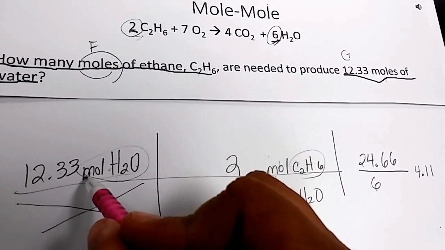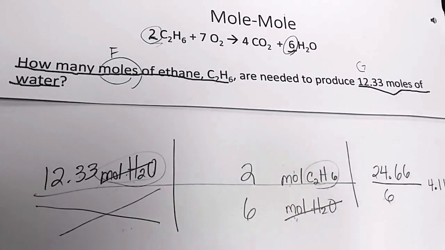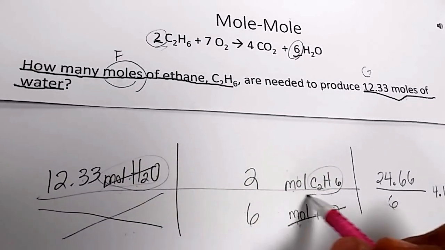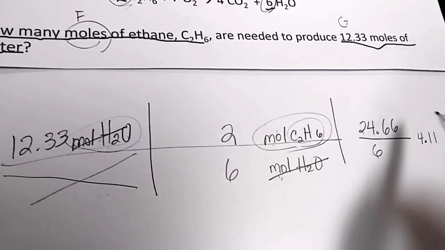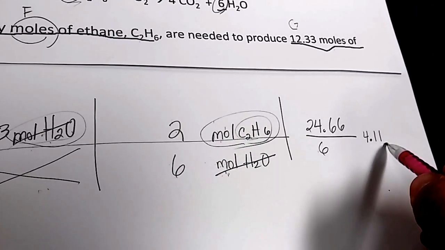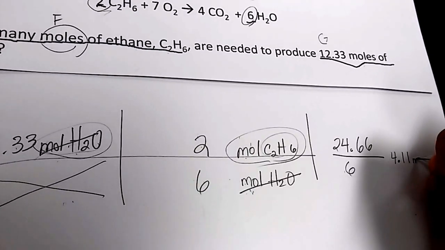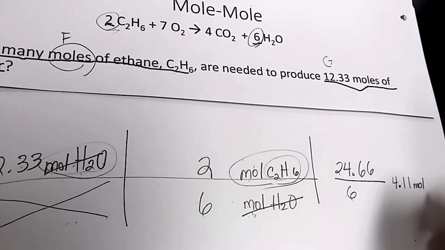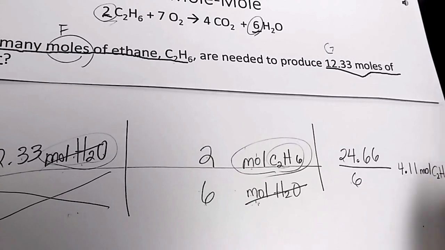As far as the units, we cancel moles of H2O with moles of H2O, and we're left with moles of ethane. So that's going to be our unit that we leave off for our answer: moles of C2H6.